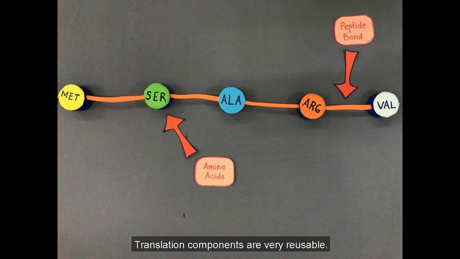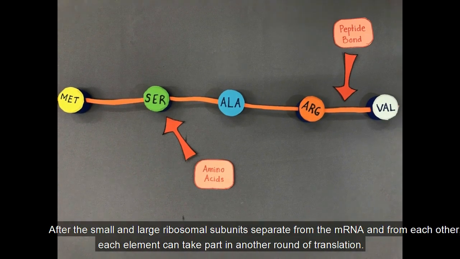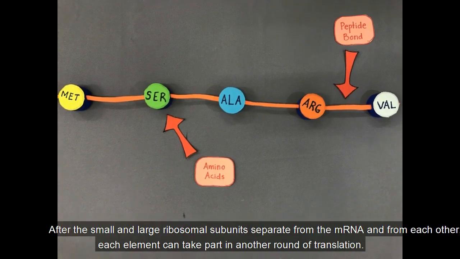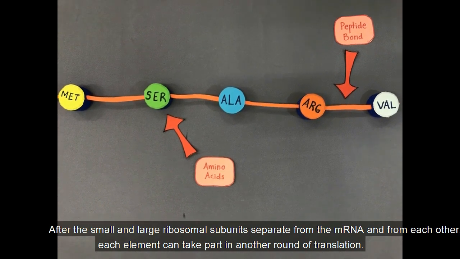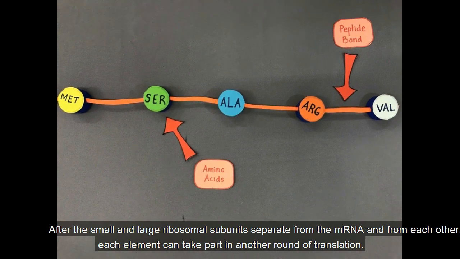Translation components are very reusable. After the small and large ribosomal subunits separate from the mRNA and from each other, each element can take part in another round of translation.